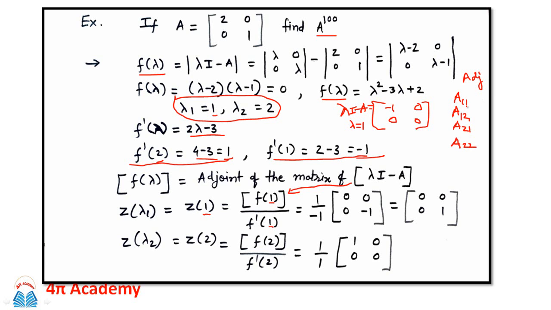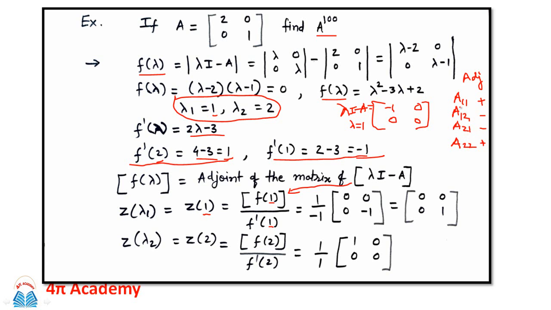So here look at the sum. Here 1 plus 1 is 2, so it is even, and therefore the sign of that cofactor will be positive. 1 plus 2 is 3, which is odd, so the sign will be negative. Again 2 plus 1 is odd, so it is negative, and 2 plus 2 is positive. So these are the signs for the cofactors.